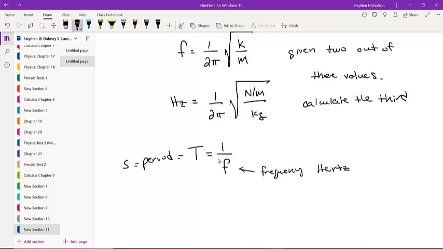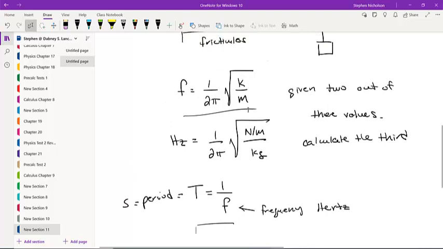So there's really 4 variables here: period, frequency, spring constant, mass. So given 2 out of the 4, you can calculate the other 2, because we've got 2 equations, this one and this one. So we need 2 equations and 2 unknowns. Again, we did an example in class like this, and it won't be exactly the same. It might be different variables, but it's reasonably simple to solve for the third variable given 2 of the other variables.